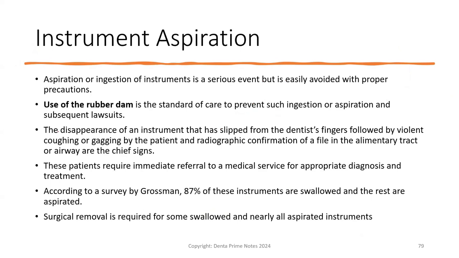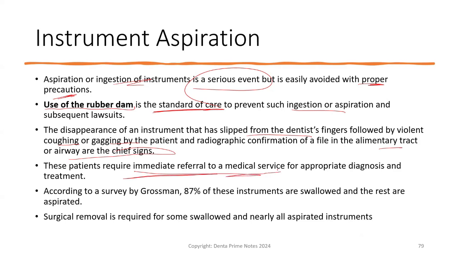Next comes instrument aspiration. Aspiration or ingestion of an instrument is a serious event but easily avoided with proper precautions. How can we do it? Use of rubber dam. First of all, it is the standard of care to prevent such ingestion or aspiration. Disappearance of an instrument that has slipped from the dentist's fingers, followed by violent coughing and gagging by the patient, and radiographic confirmation of the file in the alimentary tract or airway are the chief signs of instrument aspiration. These patients require immediate referral for medical service.